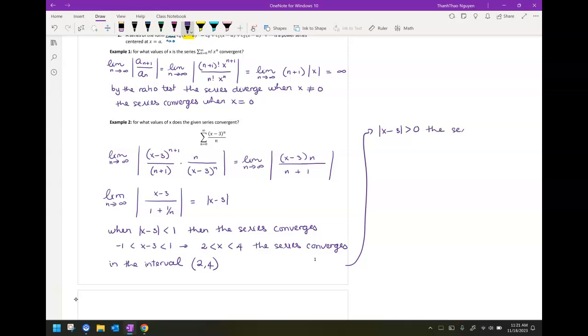Now, another thing with this though, when the absolute value of x minus 3 is greater than 1, then the series diverges. Solving this inequality, we can see that the series diverges in the interval from negative infinity to 2, union from 4 to infinity.